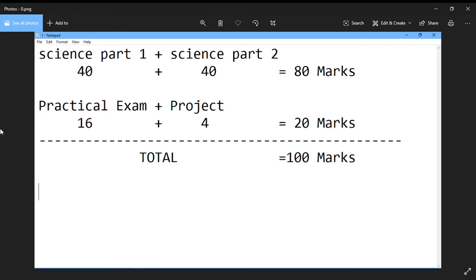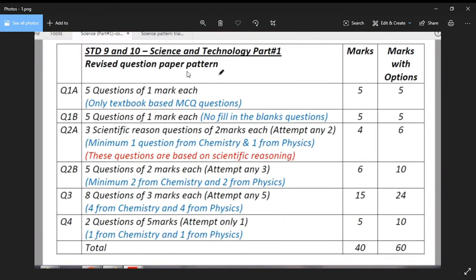It means that science part first and part second together make 80 marks, and 20 marks are reserved for the practical exam and project. The practical exam is for 16 marks and the project is for 4 marks, that is 20 marks. Total marks is 100. These 20 marks of practical and project are internal marks, while the 40 marks of the science part first paper and the 40 marks of the science part second paper are of the board examination. Right? Now let us try to understand the question paper pattern.